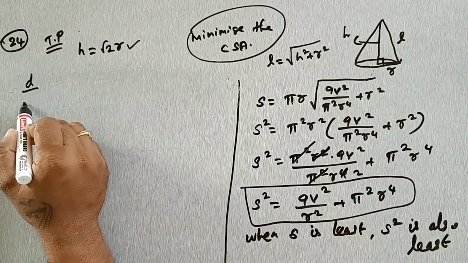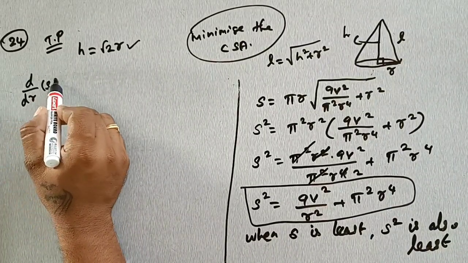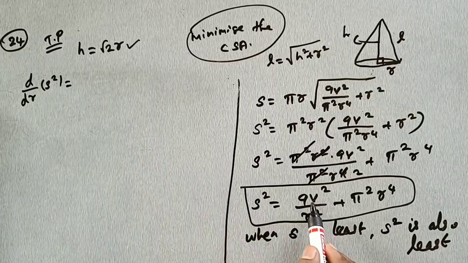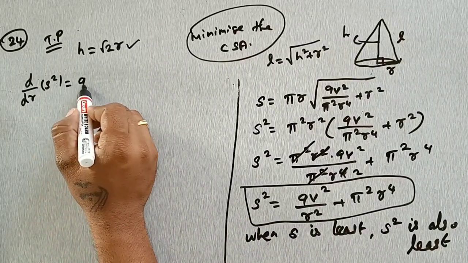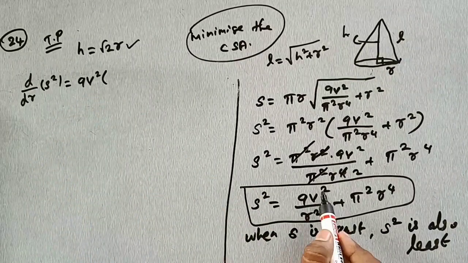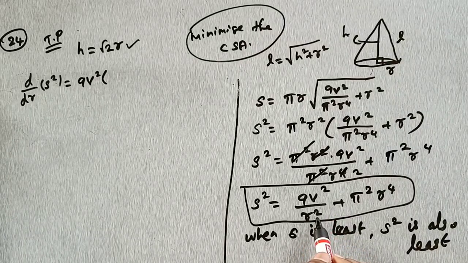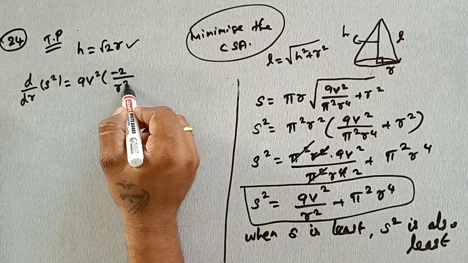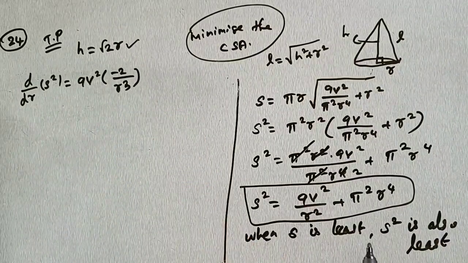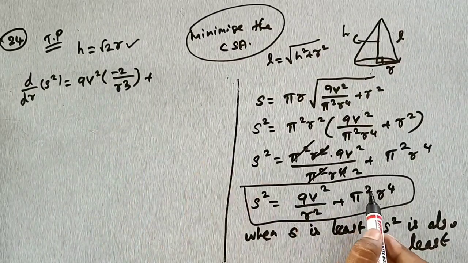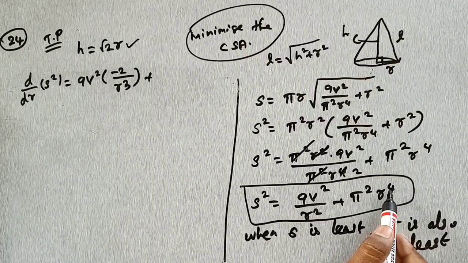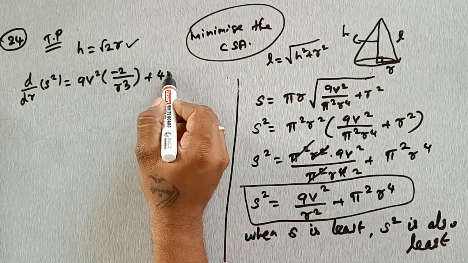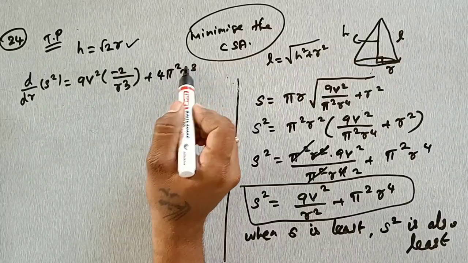So I am finding d by dr of S square. Here the first term 9v square is constant, which we take outside. Differentiating 1 by r square gives minus 2 by r cube. We have already learnt this many times. Now plus the second term: differentiation of r power 4 is 4r cube, so it will be 4 into pi square into r cube.